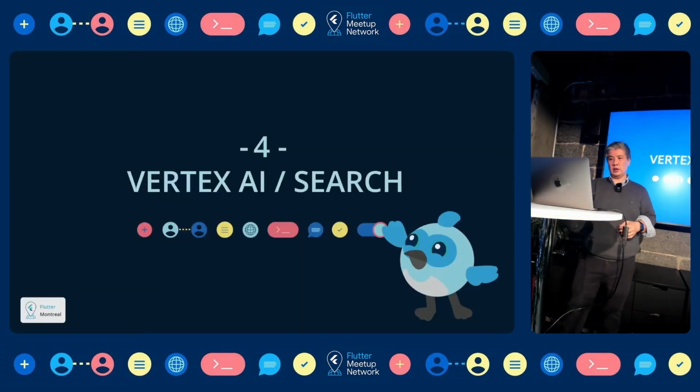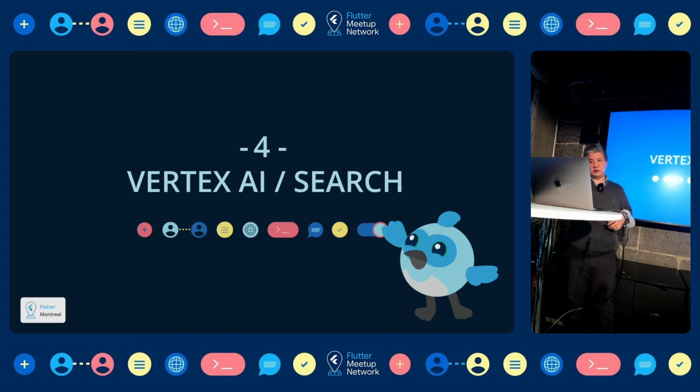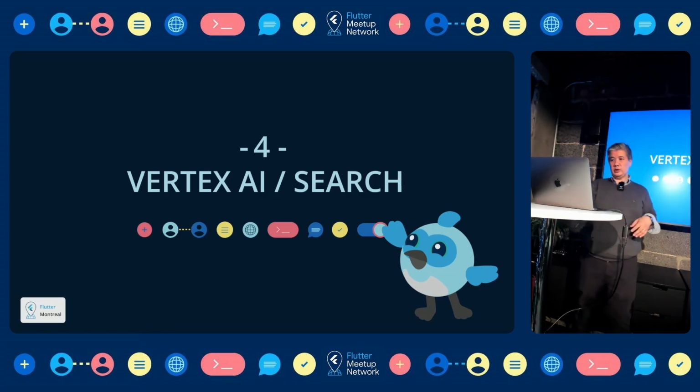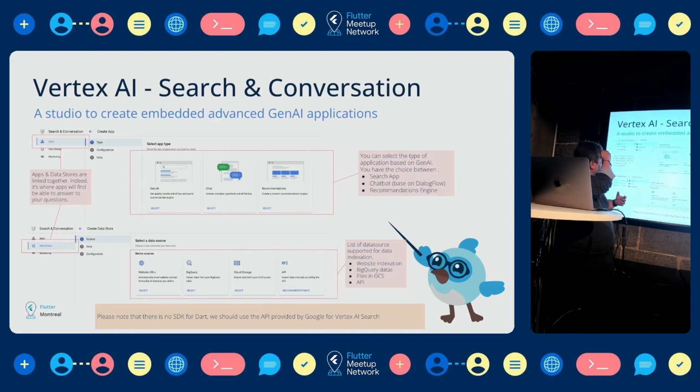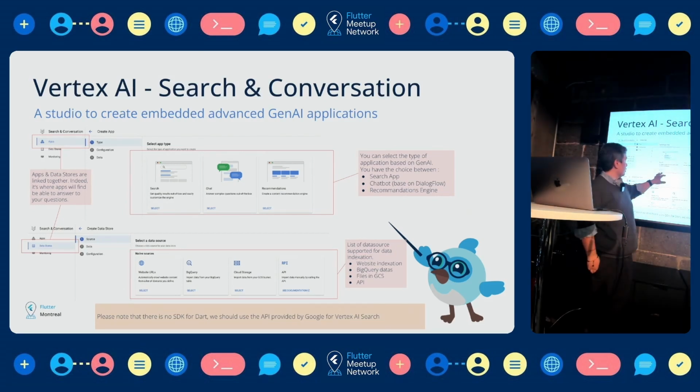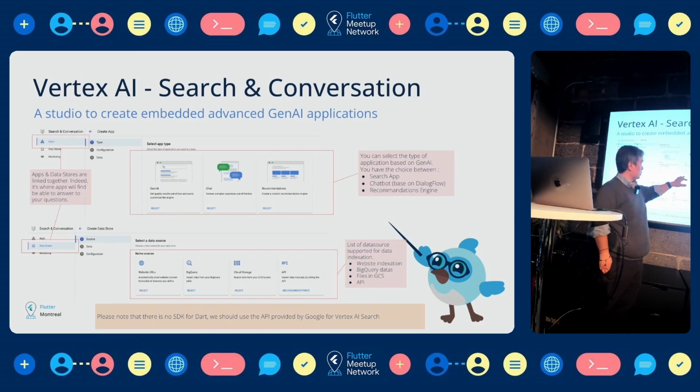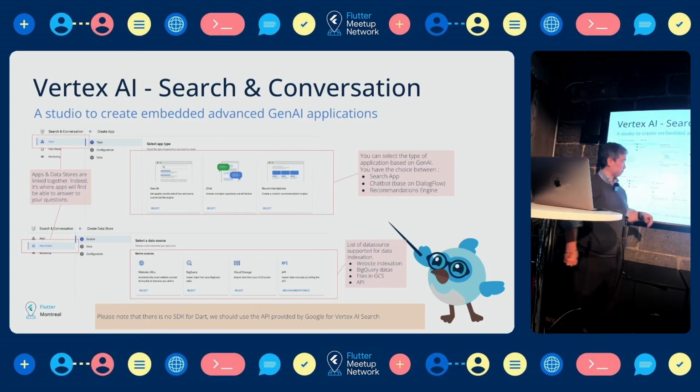So the demo is okay. This one, we're going to look at the search and conversation part. It's an old product that's been rebranded: Google search and Dialogflow. Dialogflow still exists as it is, but we're going to mix these products with generative AI. When you come into the interface, you are going to be able to choose what type of application you want to build. You can build a search, a chatbot, or a recommendation engine.